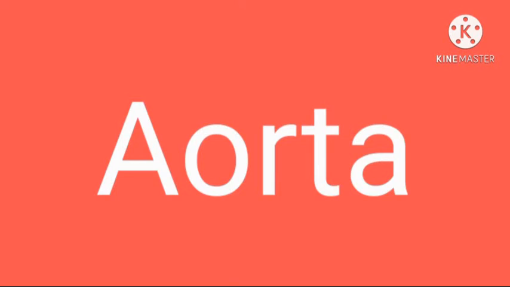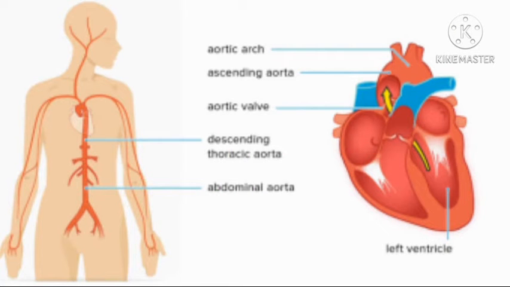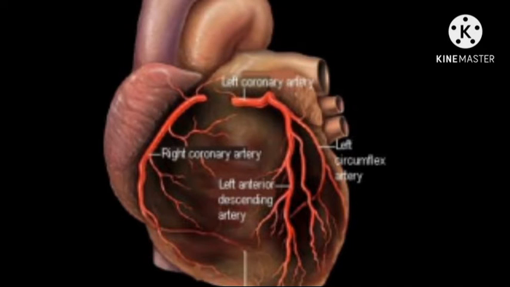And the next one is the aorta. It arises from the left ventricle, carrying oxygenated blood to all parts of the body through its branches. And students, it is the largest artery. Next is the coronary artery. It is the blood vessel that distributes oxygenated blood to the walls of the heart, and it is a branch of the aorta.